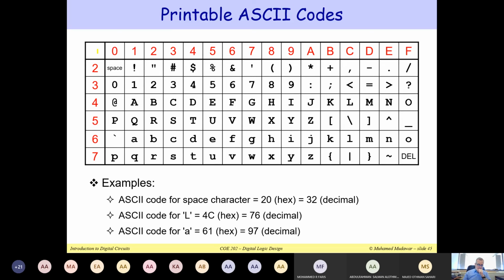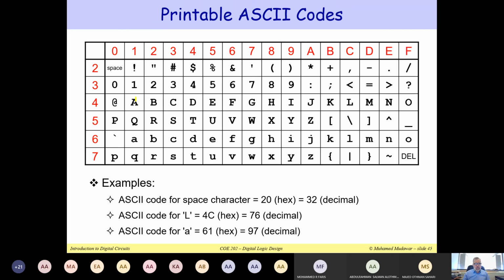If you would like to find the ASCII code for a given character, for example, 20 in hexadecimal will be space. If you convert 20 from hexadecimal to decimal, it will be 32 in decimal. 21 will be the exclamation mark, and so on. So we have different symbols. All of these are called characters, and each one is assigned a unique code.